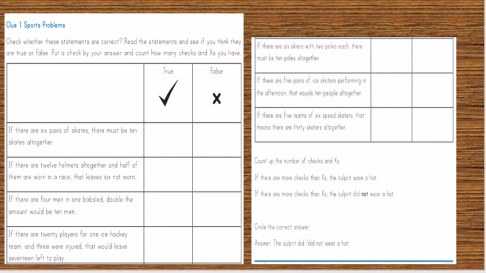And then your last question, number 7, if there are 5 teams of 6 speed skaters, that means there are 30 skaters altogether. Pause the video, solve your problem, mark true or false. Now, look back at your true and your false. Count up your number of checks for true and X's for false. If you have more checks than X's, then the culprit wore a hat.